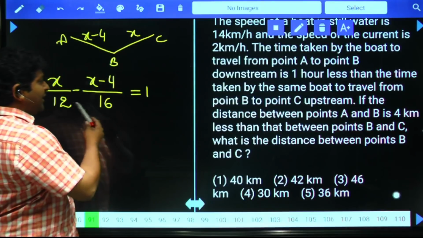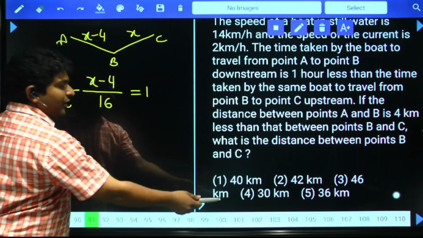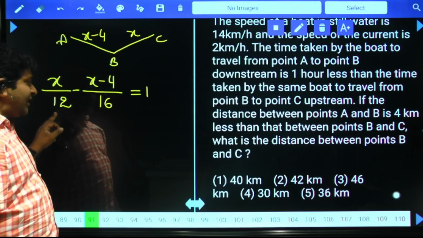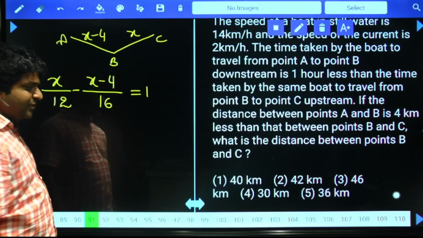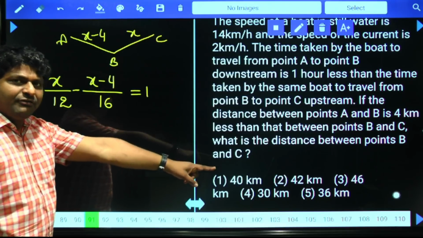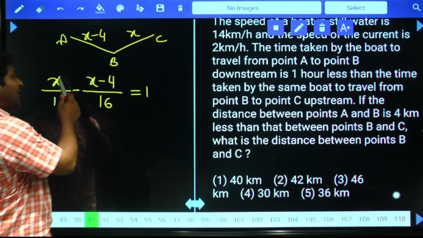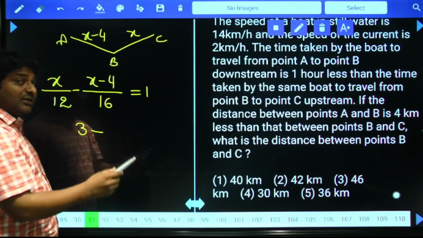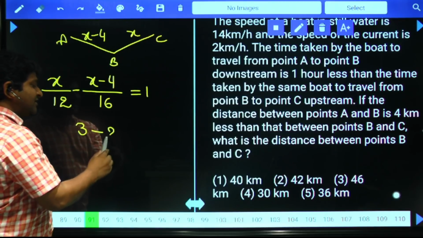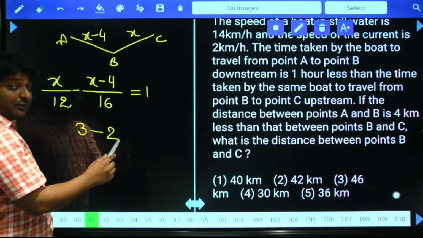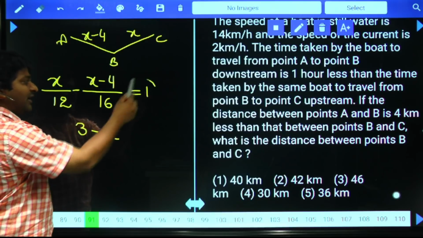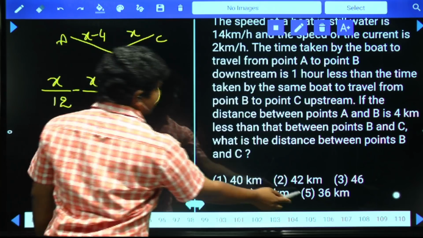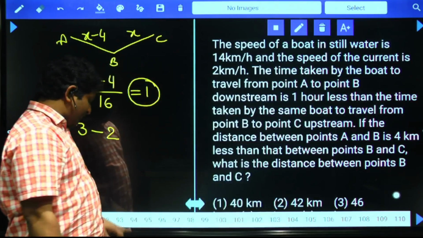Now here it is always better to go for options. x must be a 12 multiple because the denominator is 12. Look at your options. How many are 12 multiples? There is only one. Fifth option. Let's verify it. 36 by 12, that is equal to 3, minus 36 minus 4, 32, 32 by 16, in the sense 2. 3 minus 2 is equal to the right hand side value 1. Condition satisfied. So x is equal to 36 kilometers. Fifth option, perfect answer.